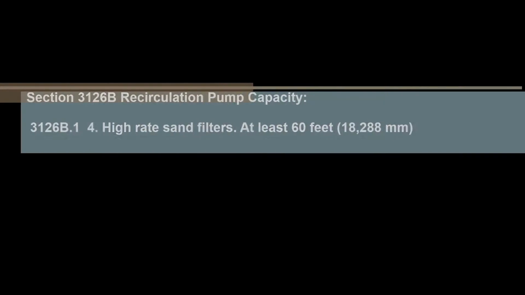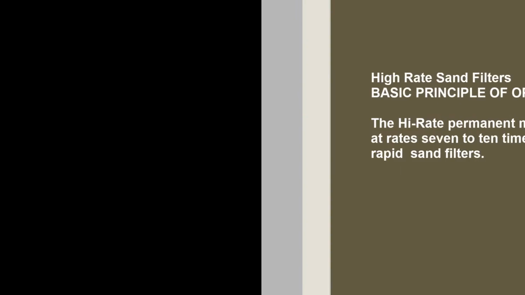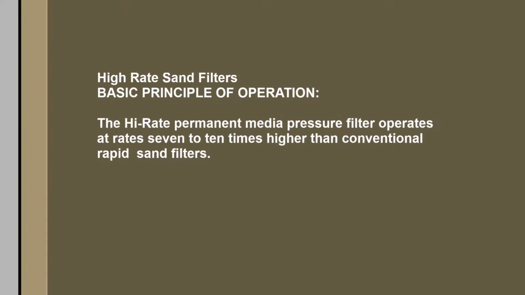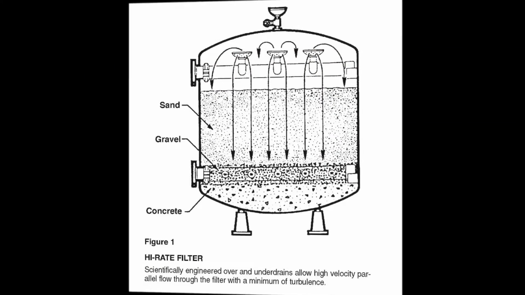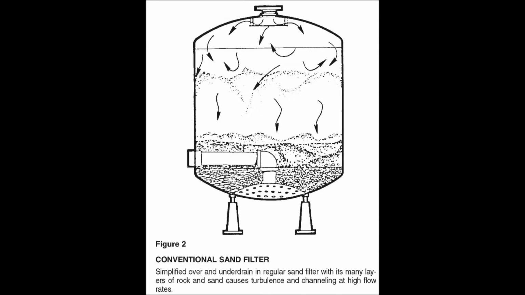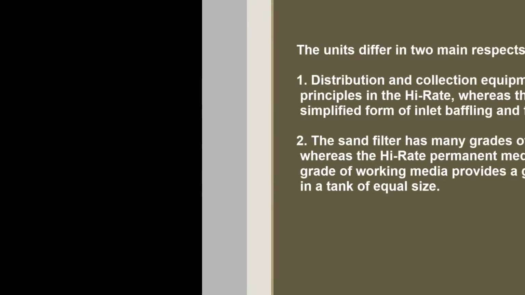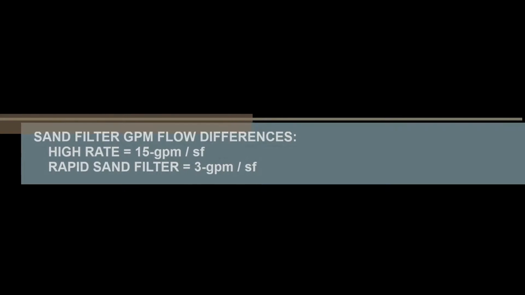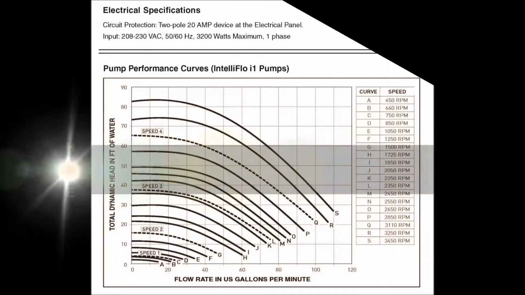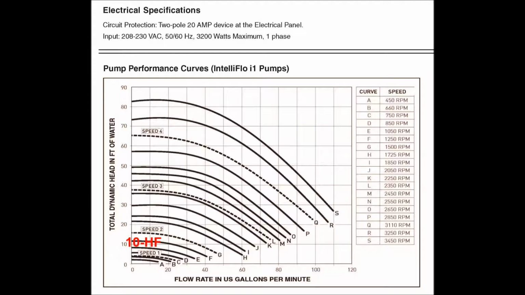Section 3126B.1, item number 4, indicates that a recirculation pump capacity for a high-rate sand filter must be at least 60 head feet. In the next two slides, Figure 1 shows diagrammatically the high-rate permanent media filter, and Figure 2 shows a conventional sand filter operating at an accelerated flow rate. Here are two primary differences between a high rate and a rapid rate sand filter, and the key difference in application is the flow capability per square foot of filtering area. Another important difference is the head foot output requirement for the recirculation pump's capacity.